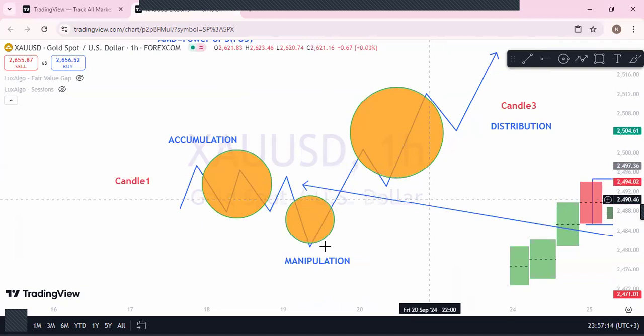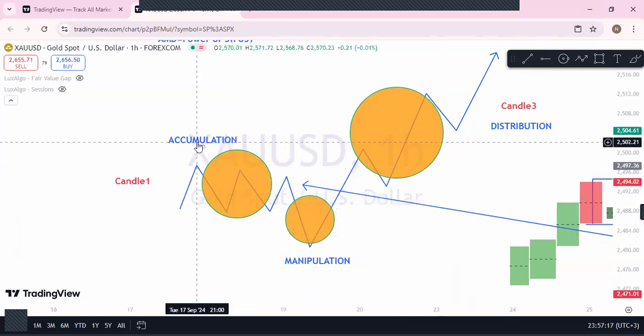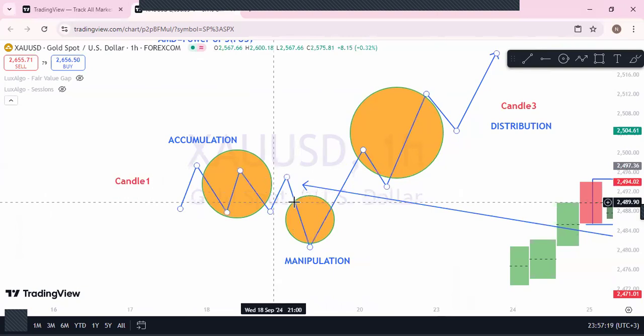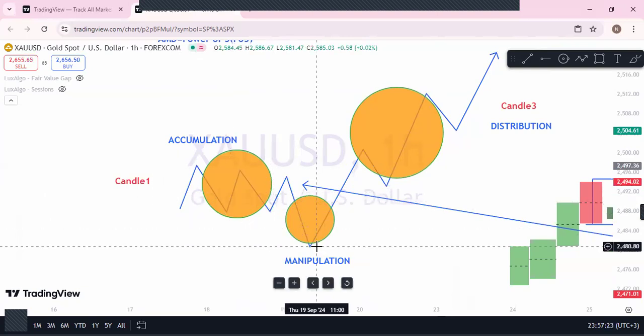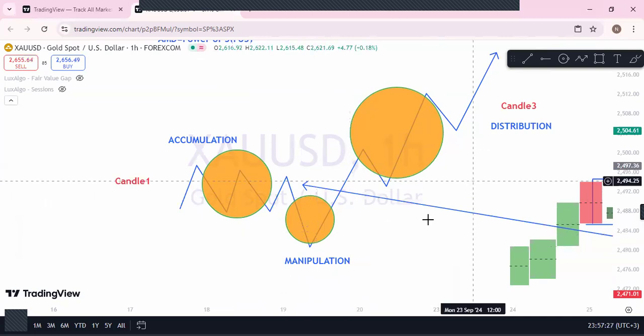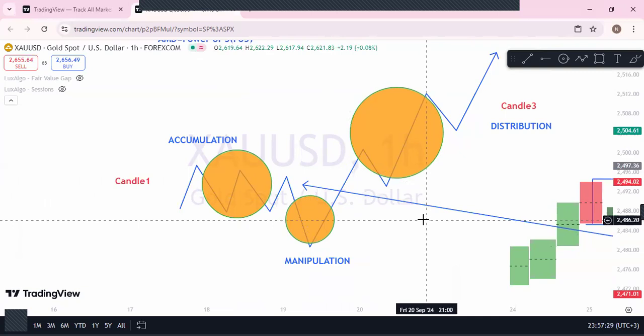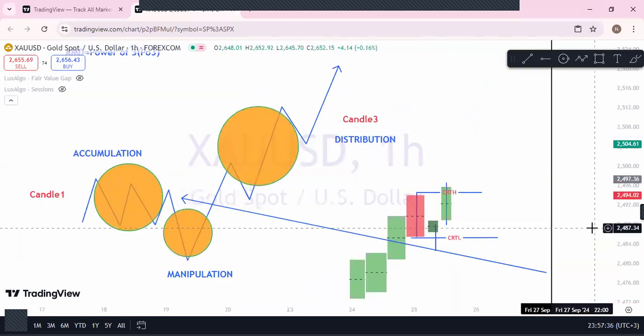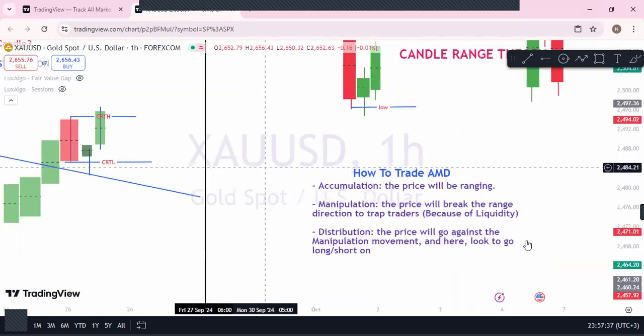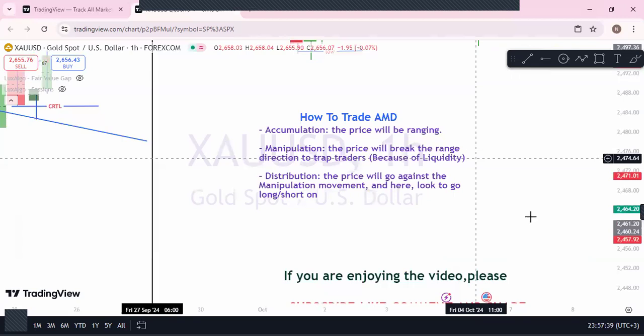On the accumulation stage, we have candlestick number 1, candle number 2 being the manipulation, and candle number 3 being the distribution, according to the CRT model. I want to show you exactly, so let's check on what we are supposed to be seeing.